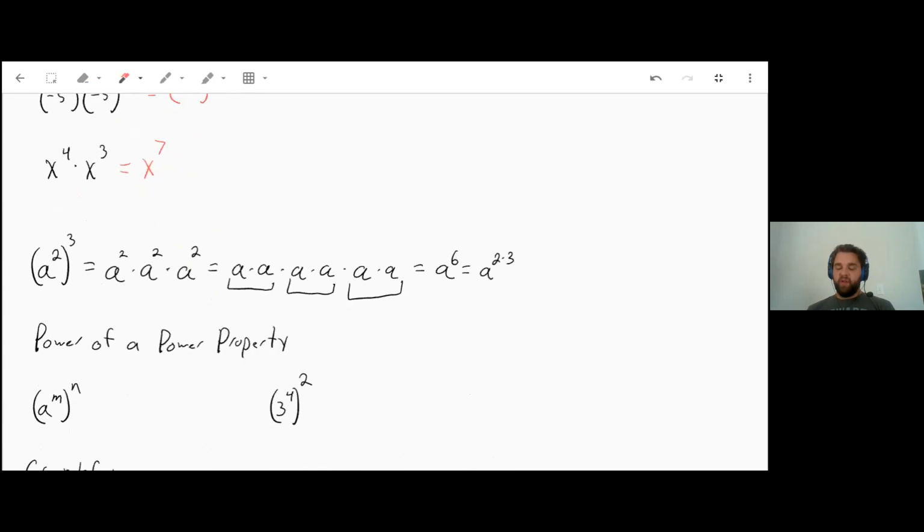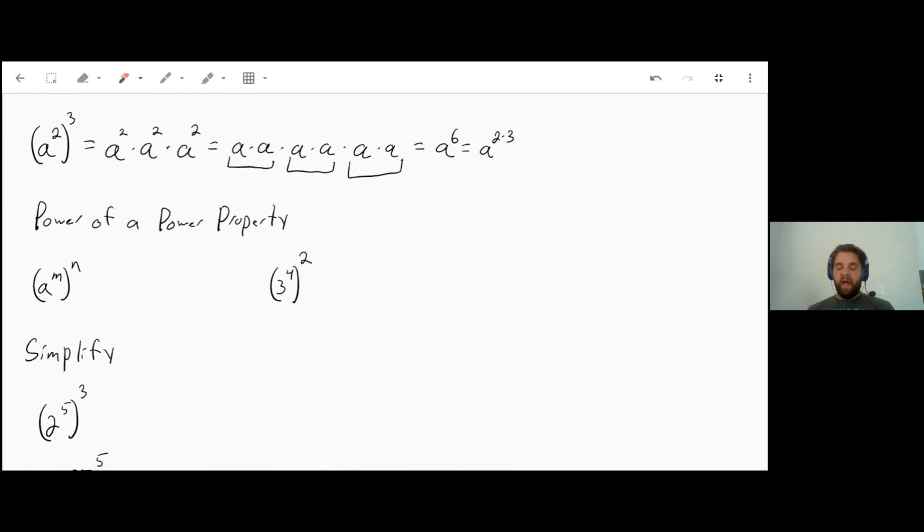So the next property that we're going to work with is the power of a power property. And this is a property that you get when you have a number that's being raised to a power, and then you raise that to another power. So in this case, a squared to the 3rd power means that we're multiplying a squared together 3 times.